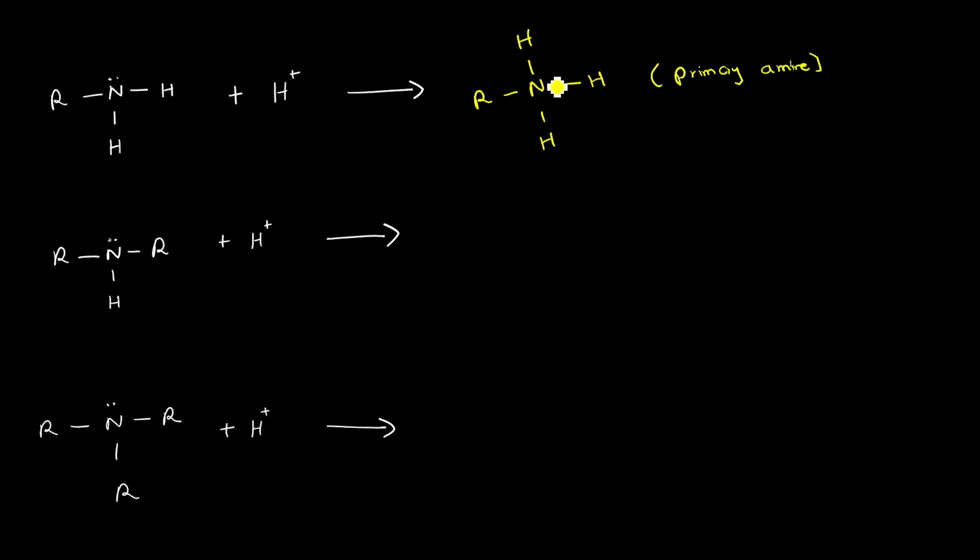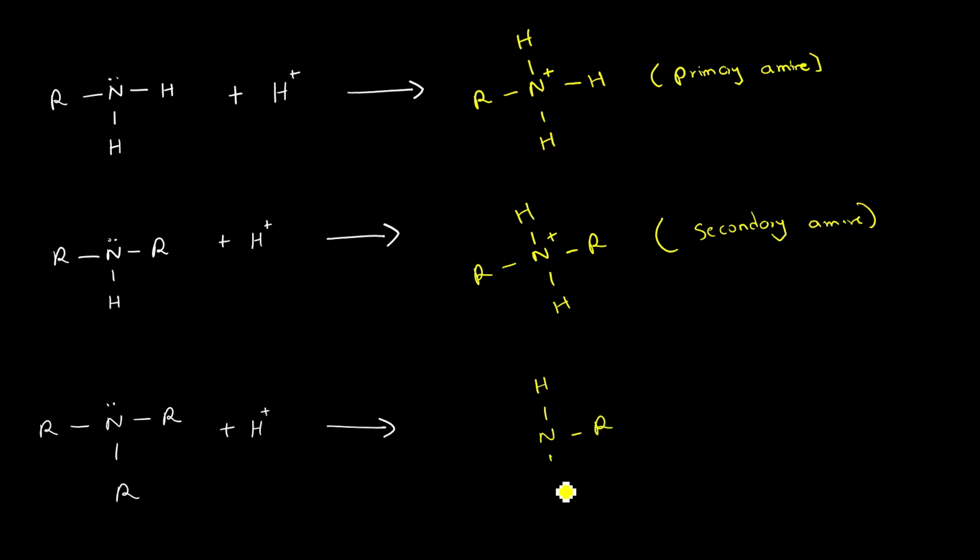There is also a positive charge forming in the center of our molecule. Likewise, I'm going to draw the other two structures here. Here we have the attached hydrogen, an R group and another R group, with the positive charge here. This is the secondary amine. And finally we have the tertiary amine here.